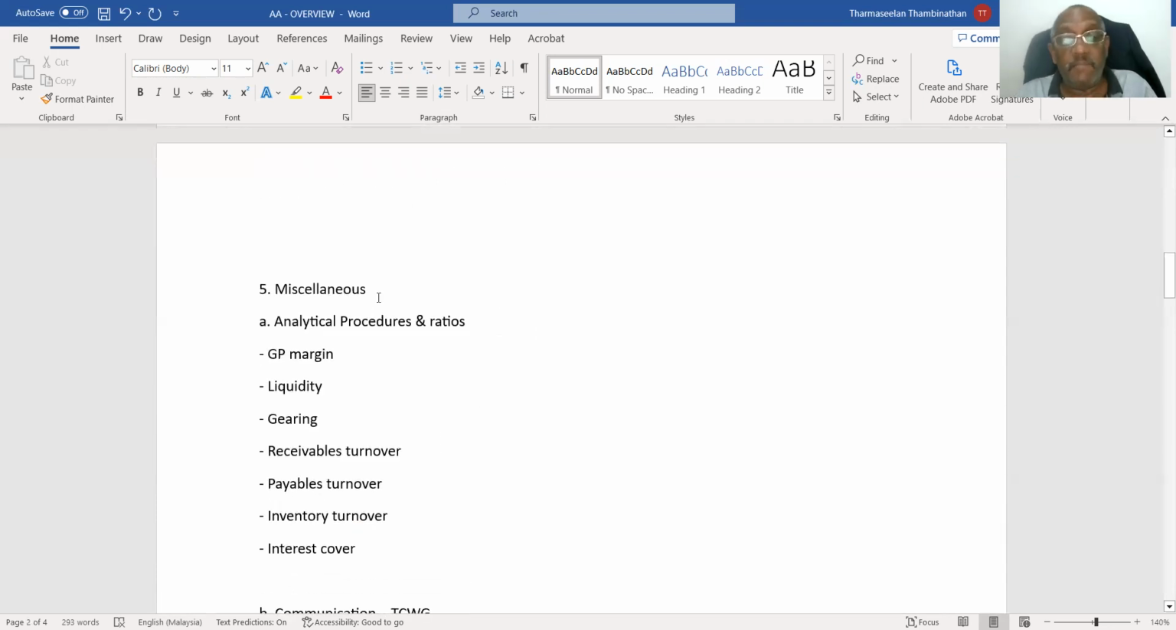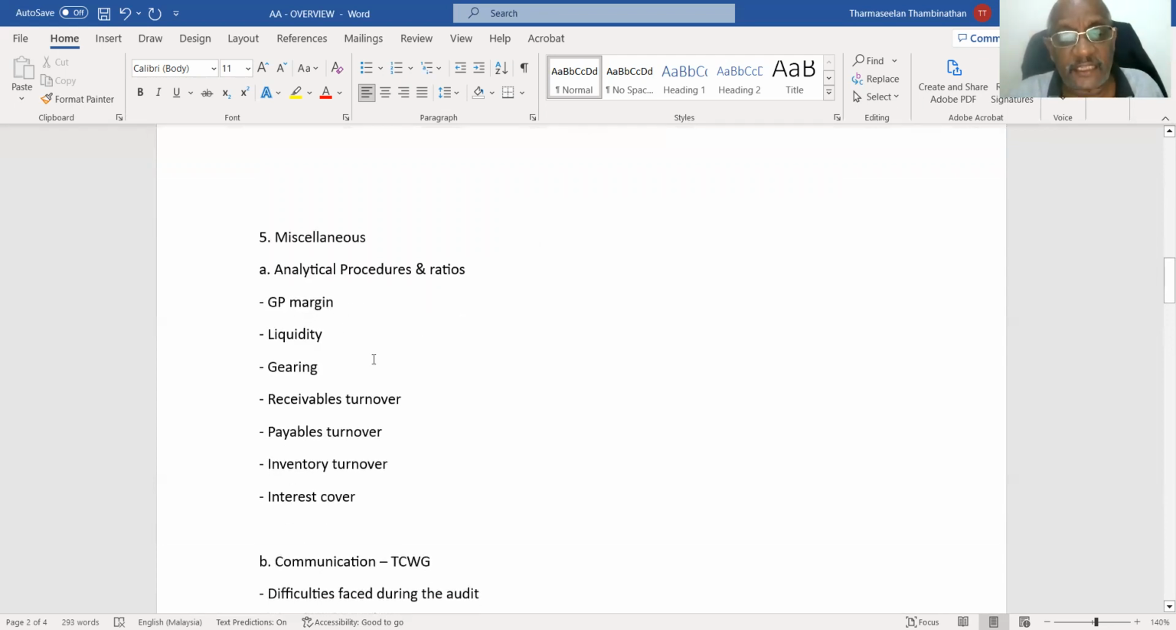And then we've got miscellaneous areas, things like analytical procedure and ratios. Now, these are some of the ratios that keep appearing again and again: GP, liquidity, ladies and gentlemen, very likely, gearing, your turnover ratios, receivable, payable, interest, as well as interest cover. Now, you need to make sure you know how to calculate them.